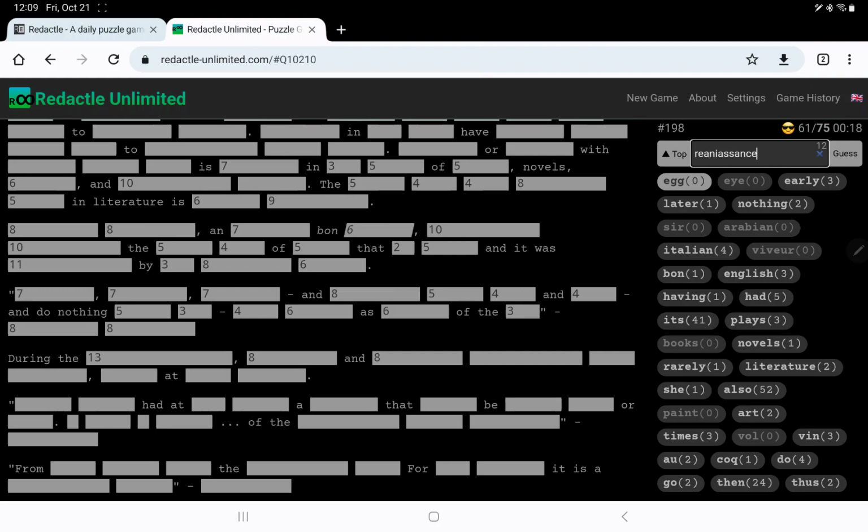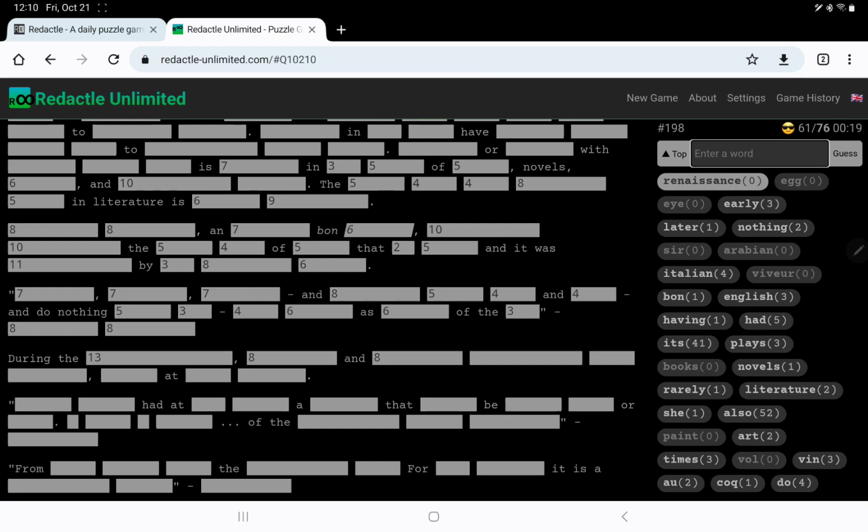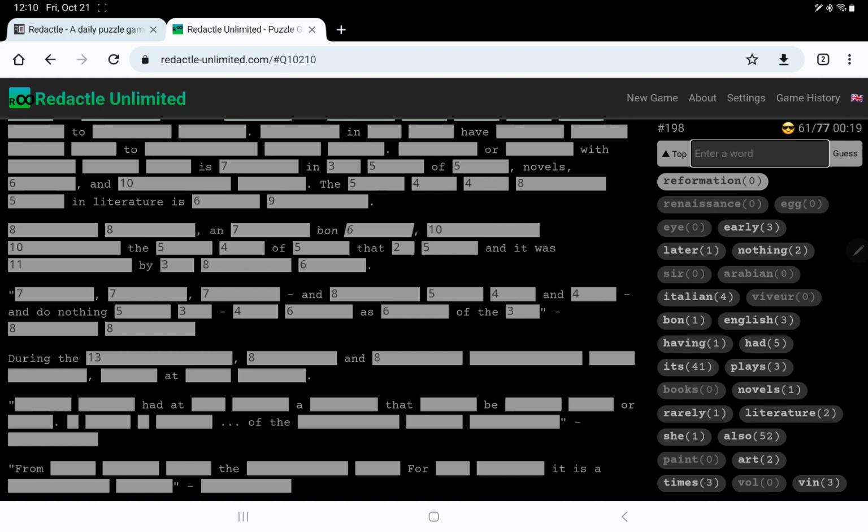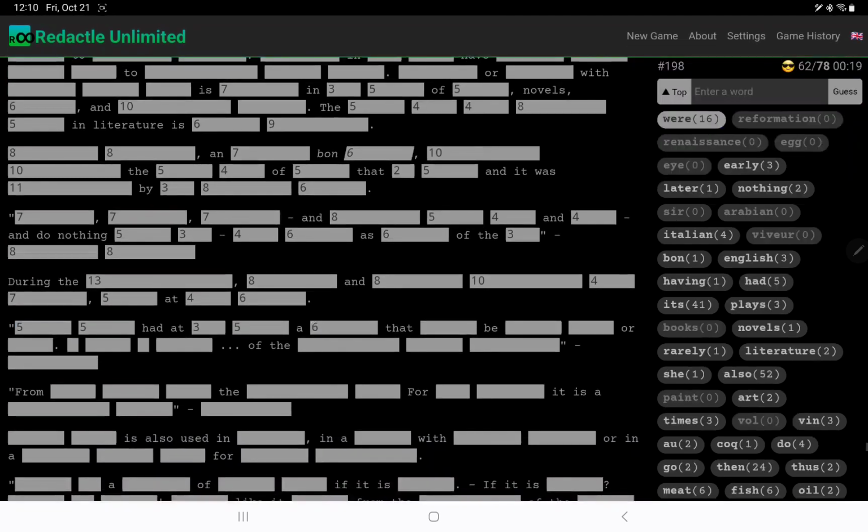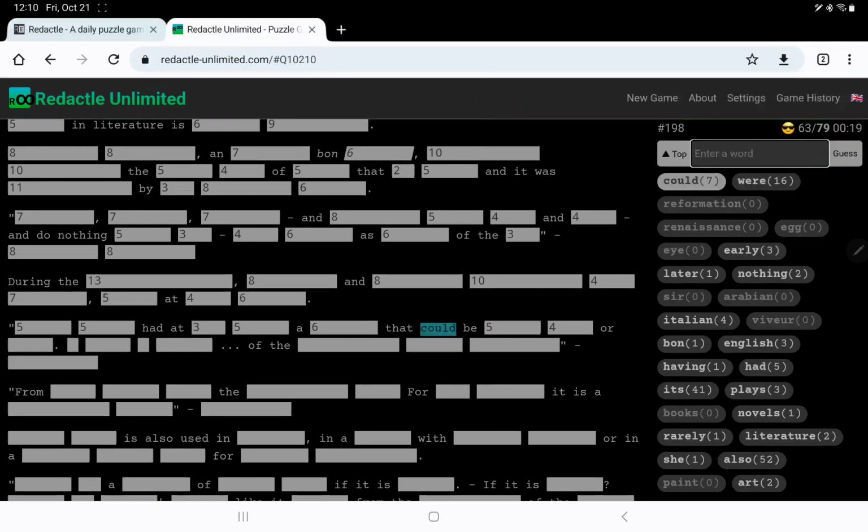Renaissance, no, oops, might help if I spelt it or typed it correctly. No, that's only 11. How about Reformation? That's only 11 as well. During the something, 8 and 8, 10. 4, 7, 5 at 4. How about were? No, at 4, 6. 5, 5. Had at 3, 5. A 6. That could be.